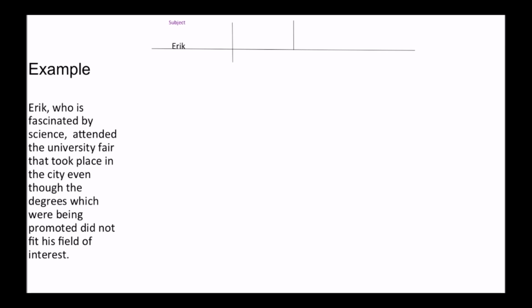So Eric, it is the subject and a proper noun. Attended is a verb and it's in present simple. Fair, it's the direct object and a common noun. So Eric attended what? He attended the fair. So the is a definite article and university is an adjective. So now let's diagram who is fascinated by science.